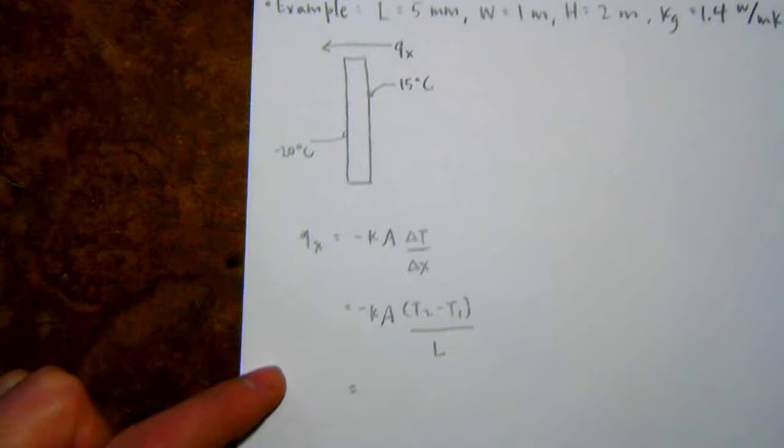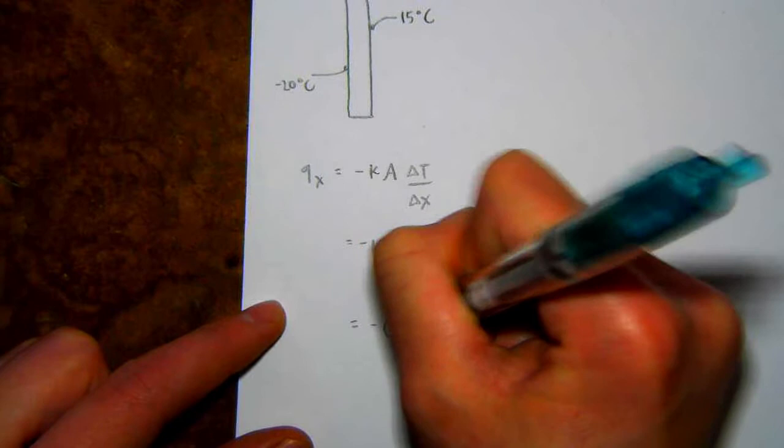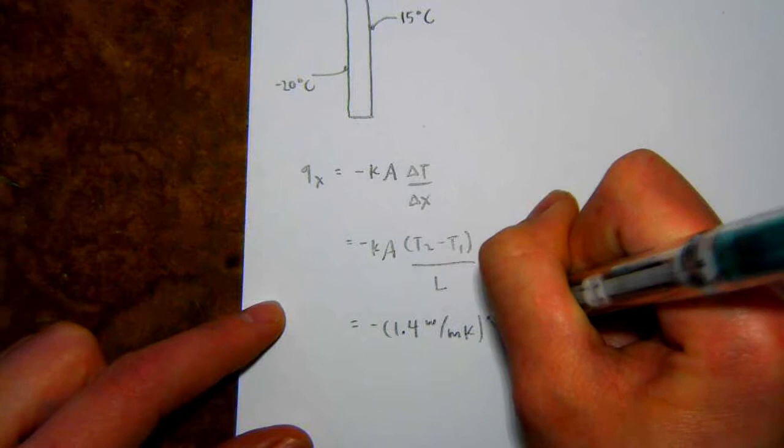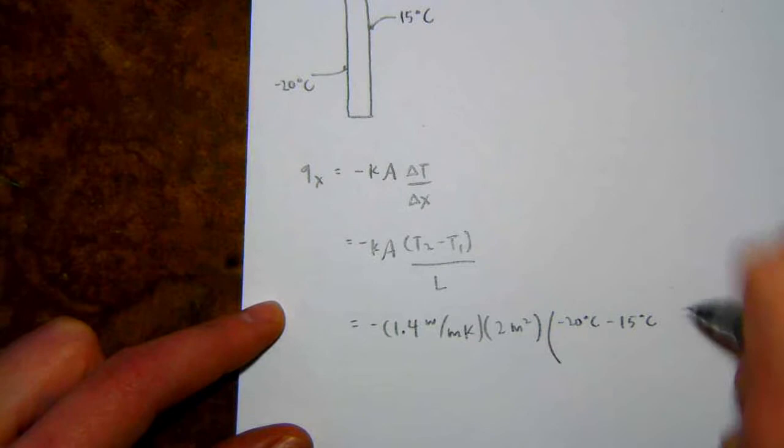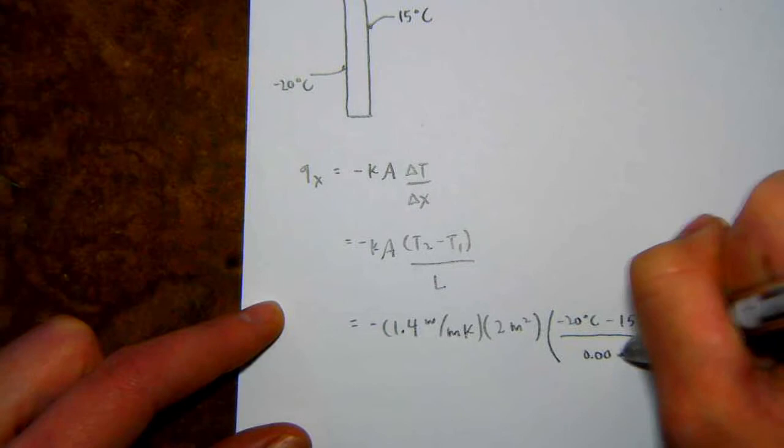And then just for purposes of being thorough, I'm going to write out all the values here and the units so you can see how this all shakes out. The area, 2 meters squared. Make sure to convert the thickness to meters so we have consistent units.